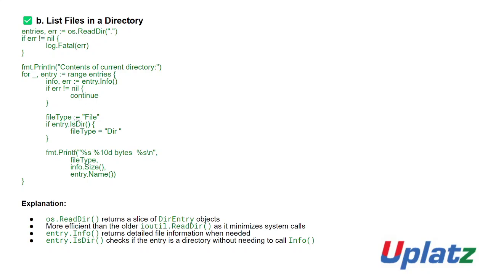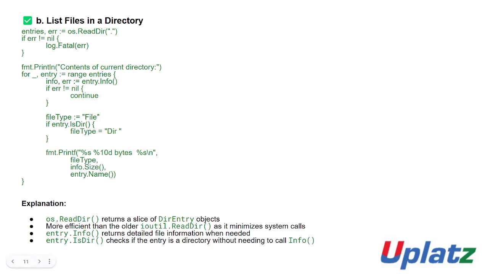fileType := "file". If entry.IsDir(), type is "dir". fmt.Printf("%-10s %10d bytes", then info.Size(), entry.Name()). Okay. Explanation: os.ReadDir returns a slice of DirEntry objects.